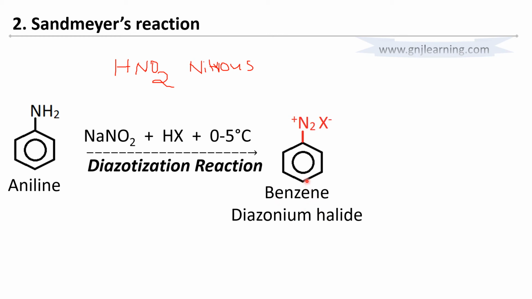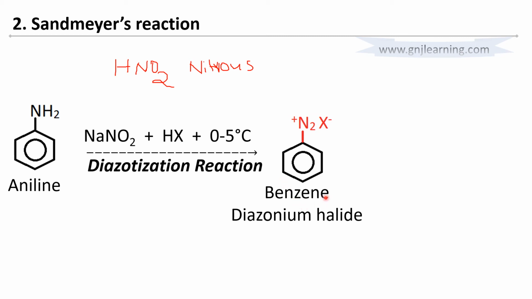And what is the structure of benzene diazonium halide? It's a very important compound in chemistry. Clear? And that has, instead of NH2, N2, nitrogen attached here. It is attached using a lone pair. And because it is attached using a lone pair, this compound is highly unstable.